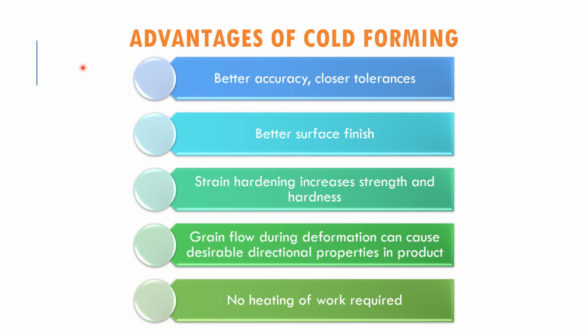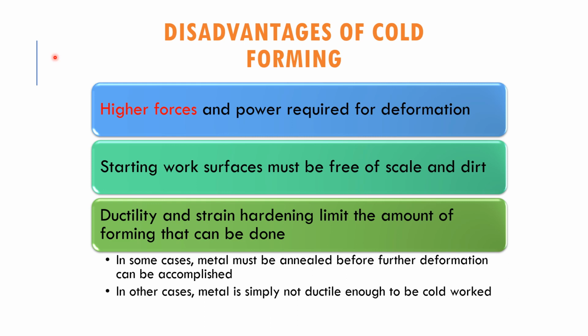The advantages of performing the forming process at room temperature are better accuracy and closer tolerance, because there will be no shrinkage of the metal since there is no change of temperature. It can also produce better surface finish, and strain hardening will increase the strength and hardness of the work material. Grain flow during the deformation causes desirable directional properties in the product, and there will be no heating of the work required, so less cost on heating the work material.